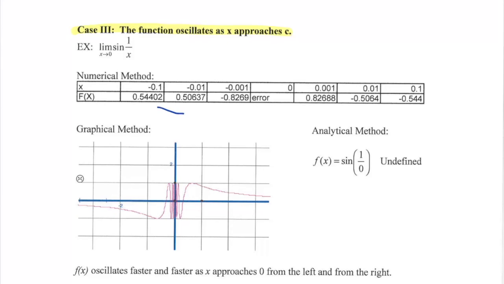Okay, so as we approach from the left, it's going from 0.544 to 0.506. So that's going in a down motion. And then it's going down again into the negatives. And as we approach from the right, it's going from more negative to less negative. But it doesn't really seem like there's any type of pattern or uniform growth or decay here. But like I said, it's not super clear sometimes with these oscillating ones.